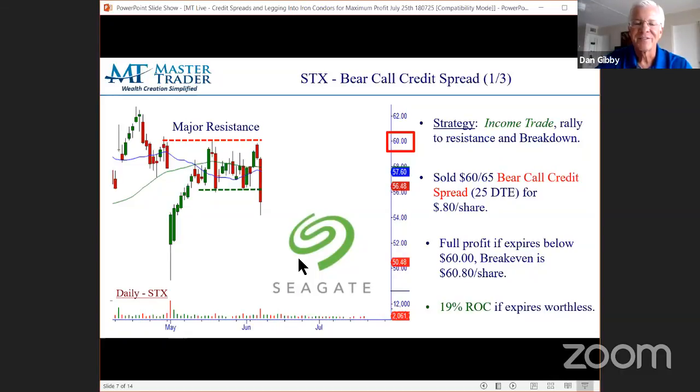Absolutely. Right. So we're conditioned, if the premium is too good to be true, that it's either earnings or there's a pending major news event that is going to move that stock one way or another. That's why those premiums are that high.